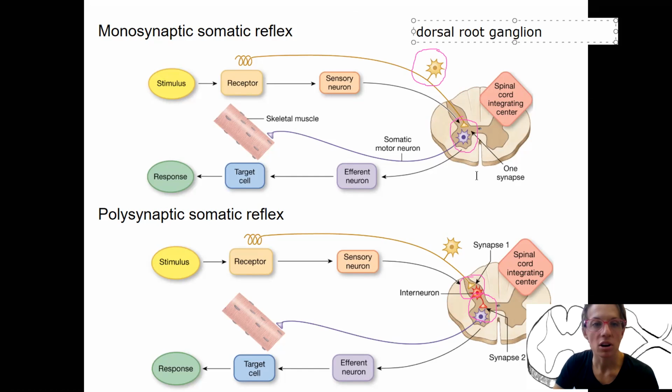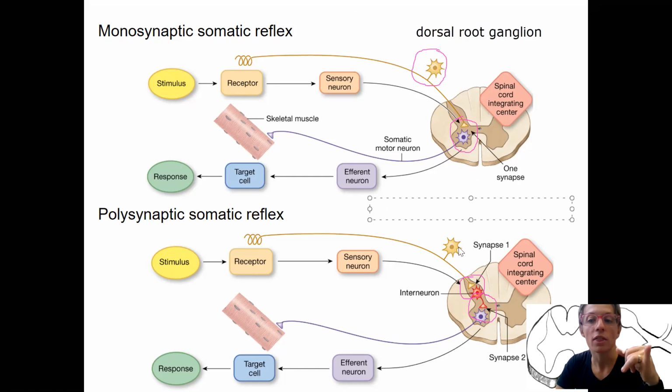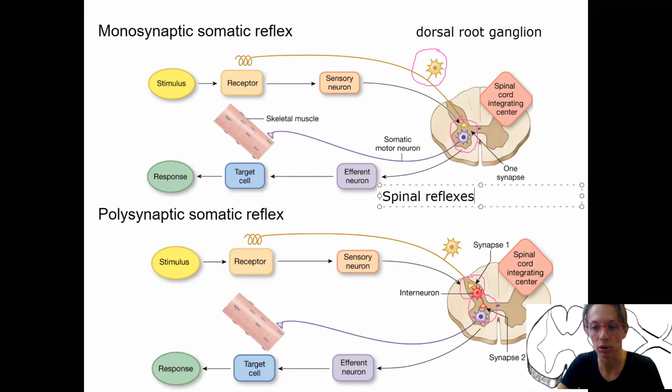So some other ways we can categorize this reflex, both of these reflexes that are shown here, because besides the fact that there's more than one synapse happening with this bottom one, they are very similar in other ways. So they're both spinal reflexes, meaning that integration occurs in the spinal cord. Integration could also occur in the brain. That would be a cranial reflex. We won't see a whole lot of those, but they do exist as well.